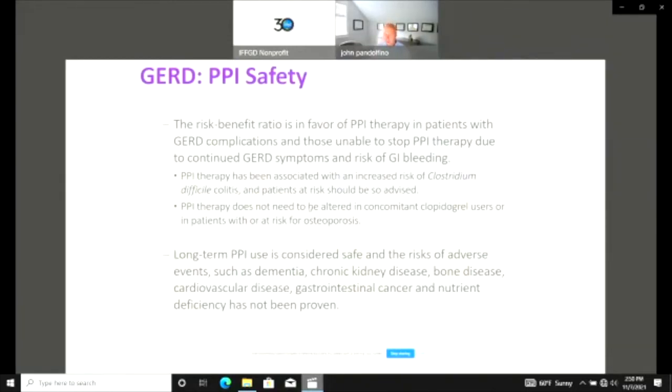PPI therapy does not need to be altered, though, in certain other indications, like people with osteoporosis or even people on some medications like clopidogrel. Once again, talking with your doctor.